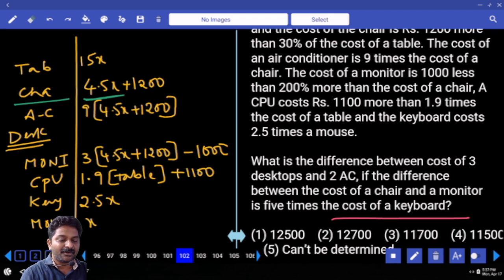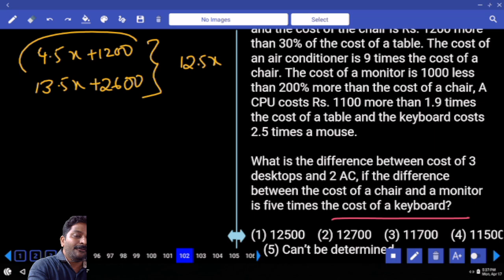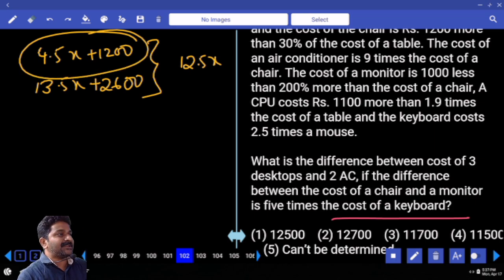What is the cost of the keyboard? Cost of the keyboard is 2.5x. 5 times of it is 12.5x. Right? When you say difference of a comma b, it may be a minus b or b minus a. There is no word which says order has importance. Respectively is the word which gives order importance. We don't have that word. So it may be 4.5x plus 1200 minus 13.5x plus 2000.